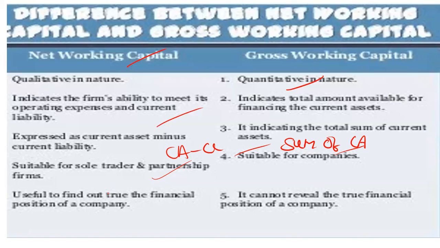The true financial position of a company will be told by the net working capital. Gross working capital will not indicate the true financial position. Why? Because it does not include the current liabilities. It only deals with the current assets. So it won't be able to tell the financial position of the company. Okay, I hope you understood.